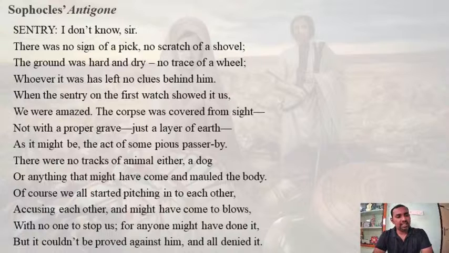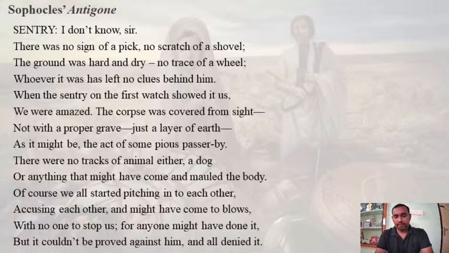Of course, we all started pitching into each other, accusing each other, and might have come to blows, with no one to stop us. For anyone might have done it, but it couldn't be proved against him, and all denied it. So the watchmen, all the sentries, started fighting against each other, accusing the other: you have done it. No, it's you who have done it. And they might have even come to blows, even started hitting each other.